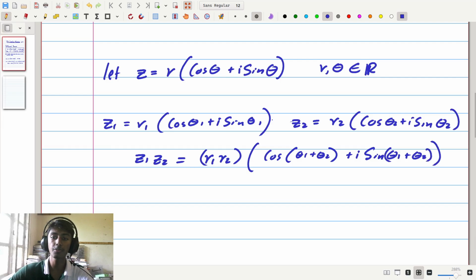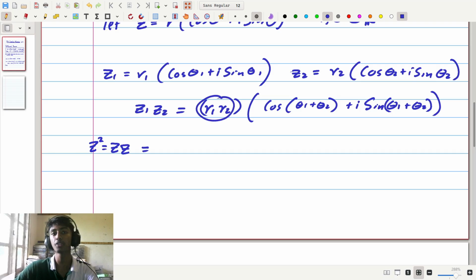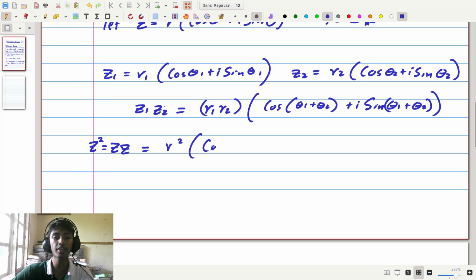Now, according to this, if we substitute both z1 and z2 as z, then z times z, or z squared, is going to be equal to, since r1 and r2 are both equal to r, r squared times, and then on the inside, since theta 1 and theta 2 are both the same, cosine of theta plus theta, which is cosine of 2 theta, plus i times, and here also, since theta 1 and theta 2 are both equal to theta, the sine of theta plus theta, which is 2 theta.